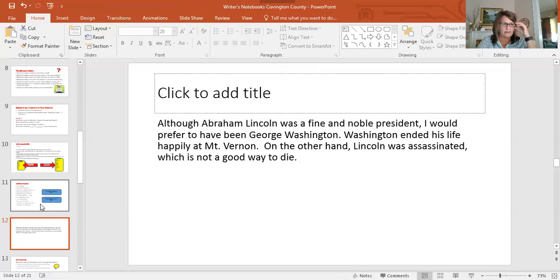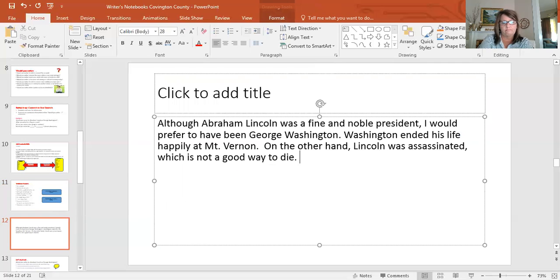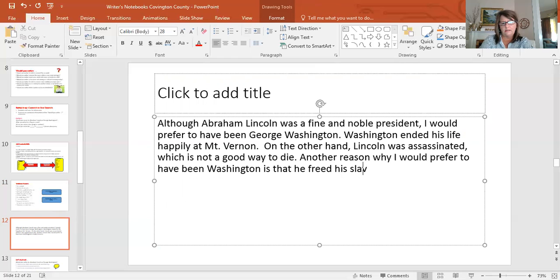So let me come up with another reason, and I'll use my sentence frames. Another reason why I would prefer to have been Washington is that he freed his slaves before he died. I could have said not many people know this.